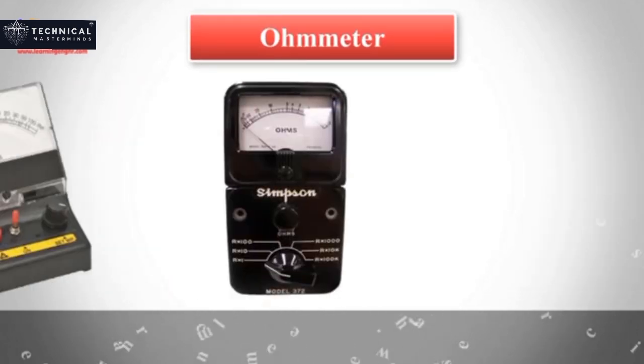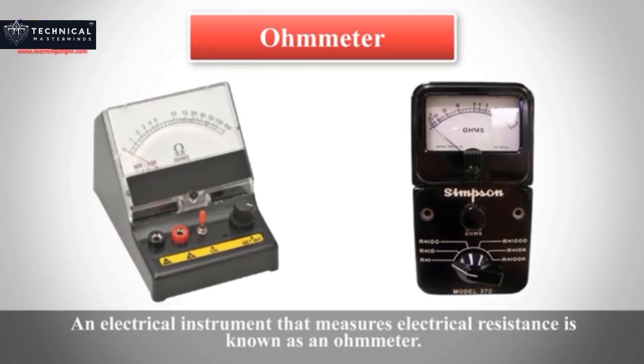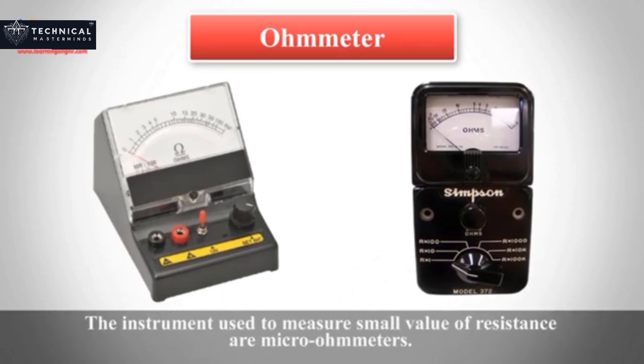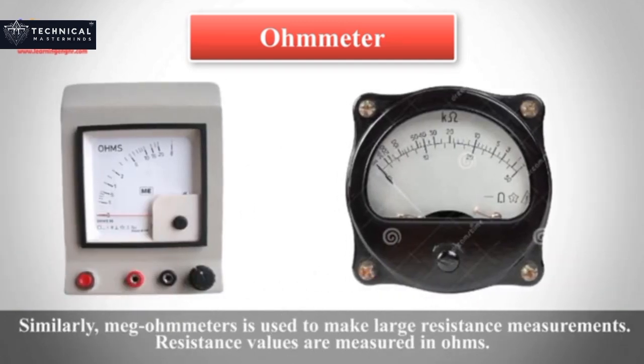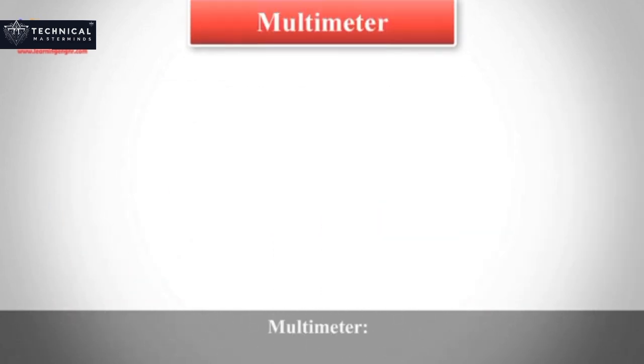Ohmmeter. An electrical instrument that measures electrical resistance is known as an ohmmeter. The instruments used to measure a small value of resistance are micro-ohmmeters. Similarly, a megohmmeter is used to make large resistance measurements. Resistance values are measured in ohms.